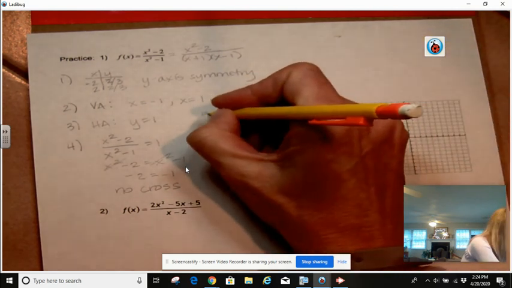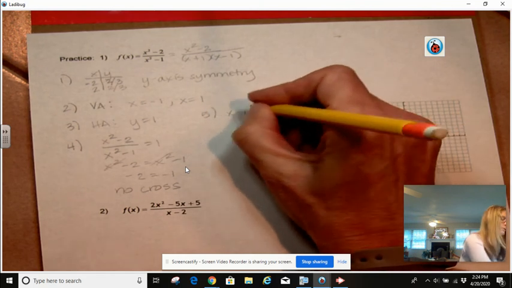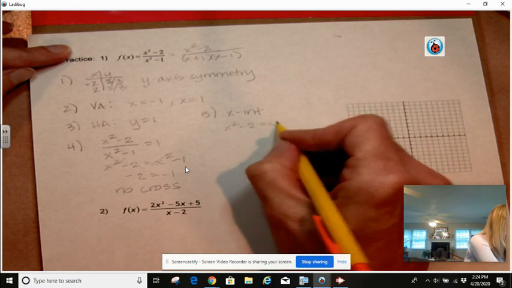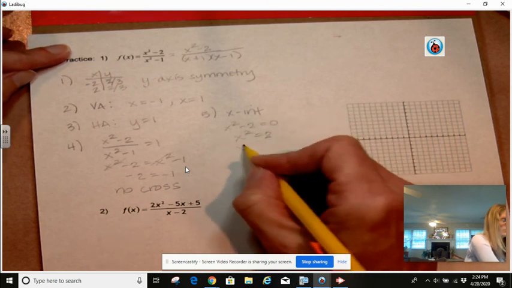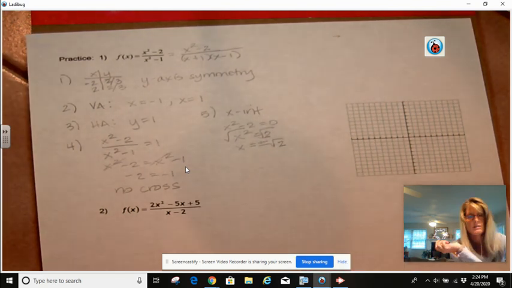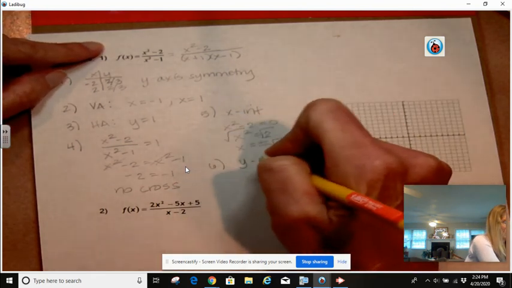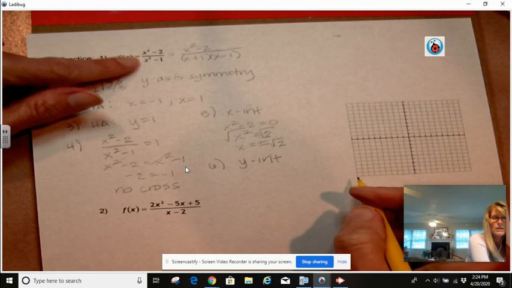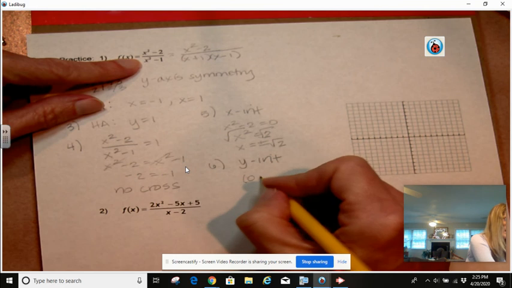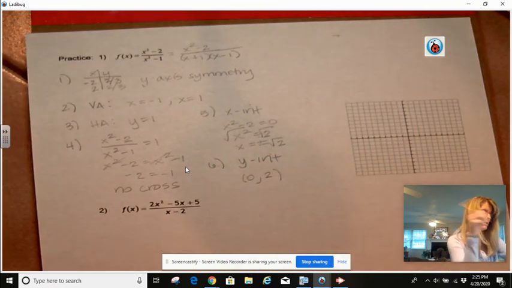Number 5 is your x-intercept. X-intercept is what you get when you set your numerator equal to 0. So we have 2 at plus or minus the square root of 2. And last, we have y-intercept. Y-intercept is what you get when you replace all the x's with 0. So if you do that, you're going to have -2 over -1 or 2. So we have 1 y-intercept.